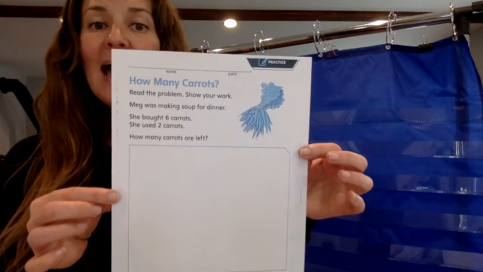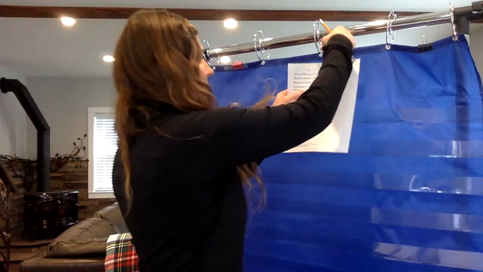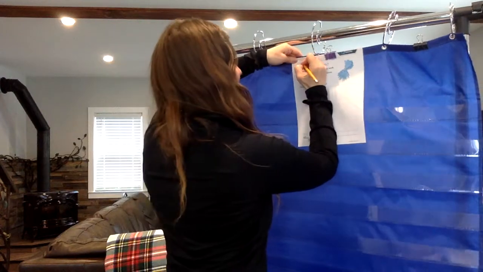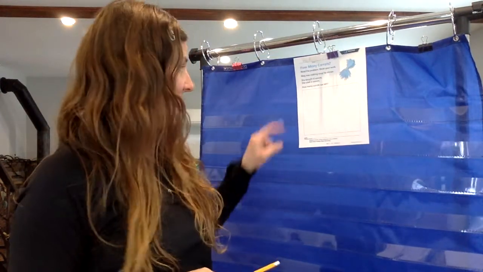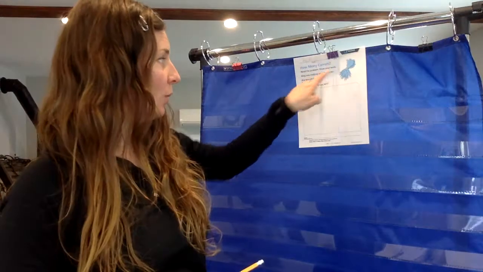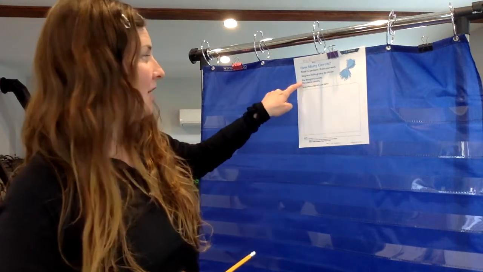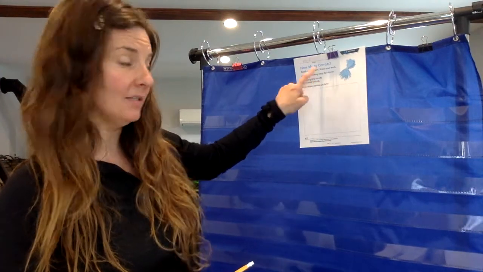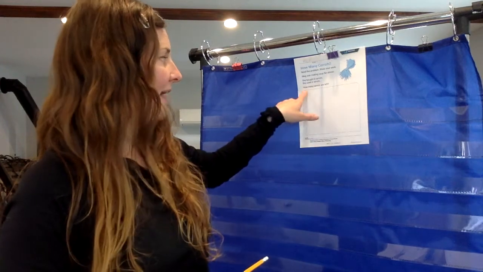We also have this week, how many carrots? Now, I'll put it right up here. First things first, name on your paper, Miss R. It says, read the problem, show your work. Meg was making soup for dinner. She bought 6 carrots. She used 2 carrots. How many carrots are left?